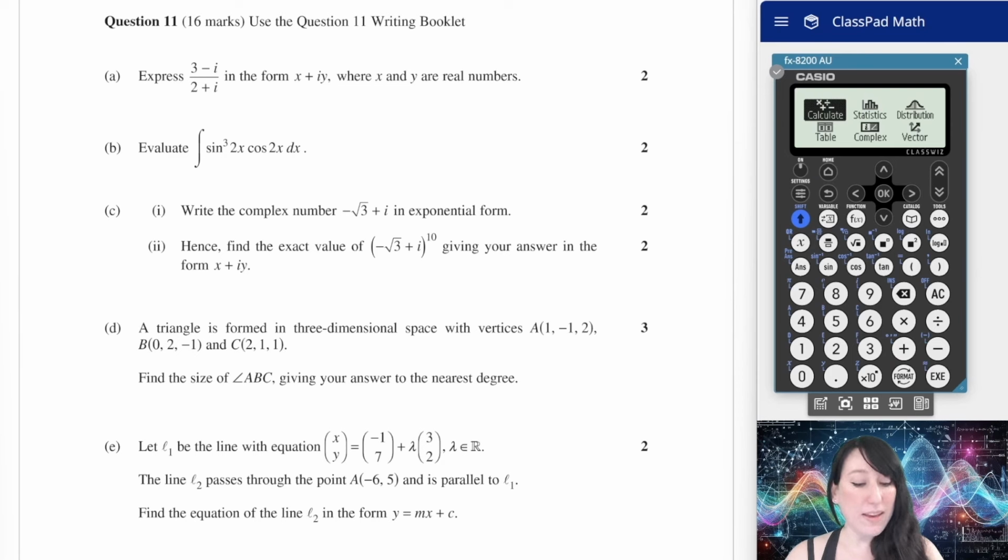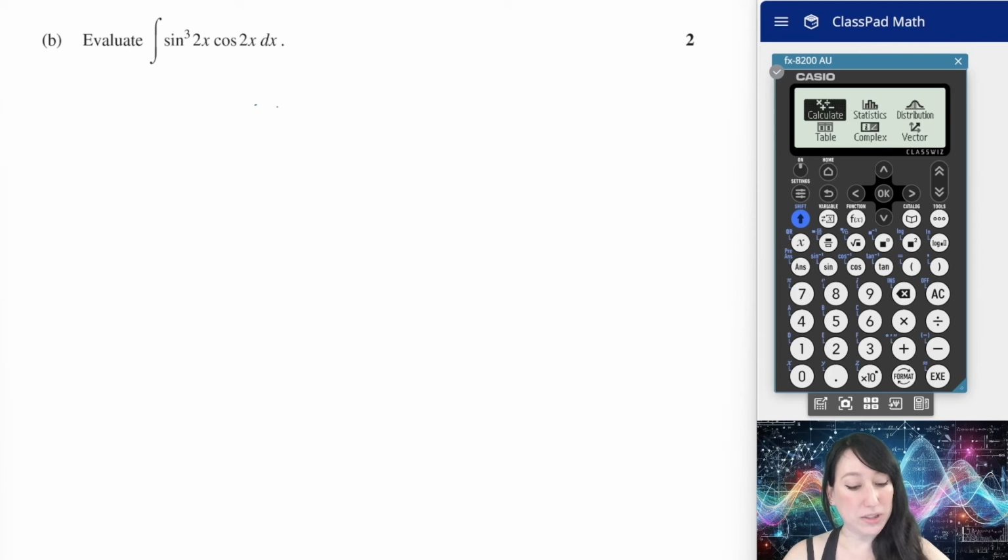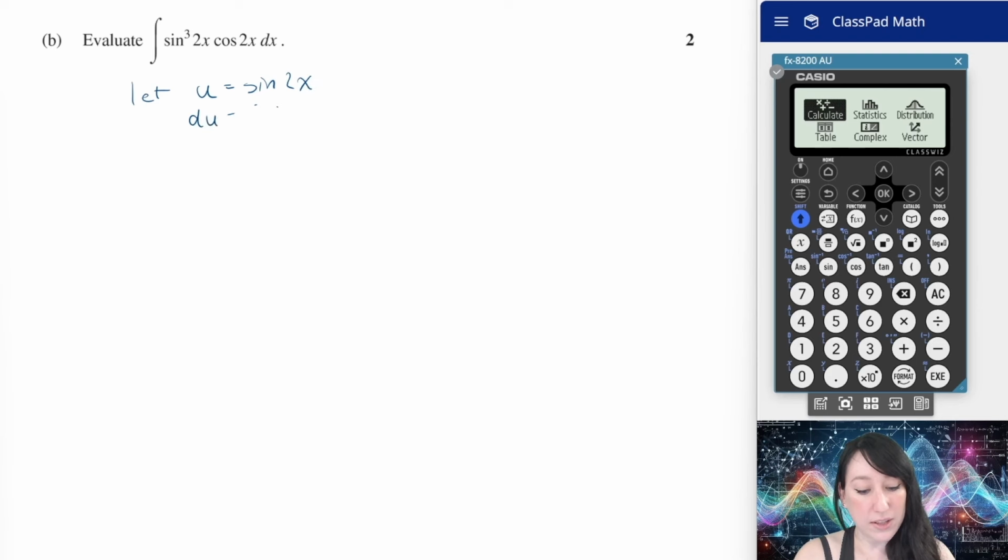11b. Evaluate the integral of sine cubed of 2x times cosine of 2x dx. So to do this integral, we're going to use the fact that the derivative of a sine is cosine, and we're going to use a u substitution where u is sine of 2x. Then du would be 2 cosine of 2x dx. And so we can replace cosine of 2x dx with 1/2 du.